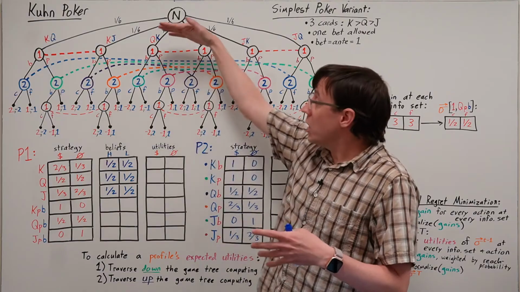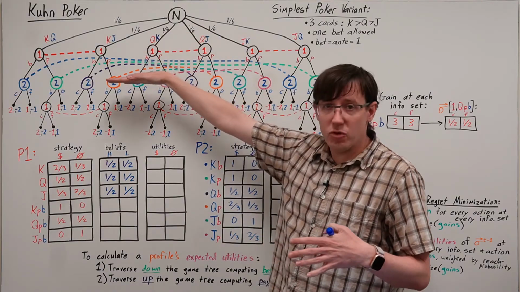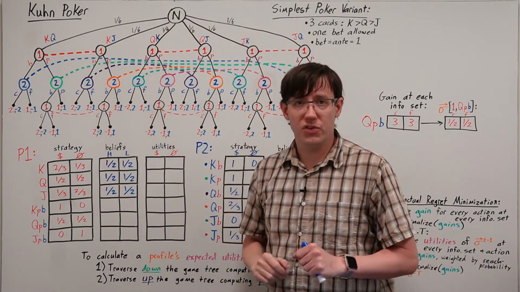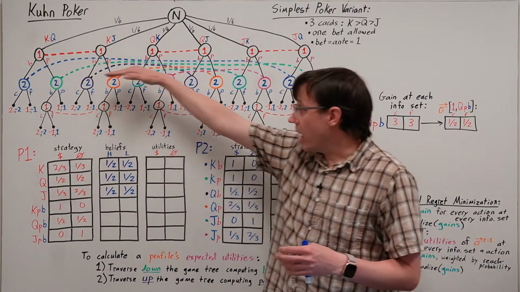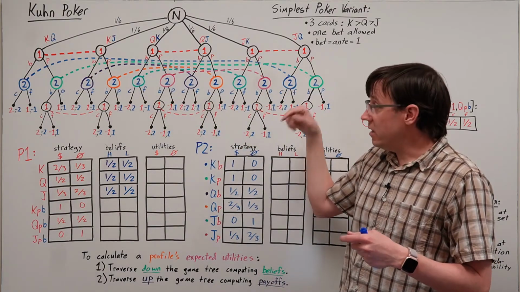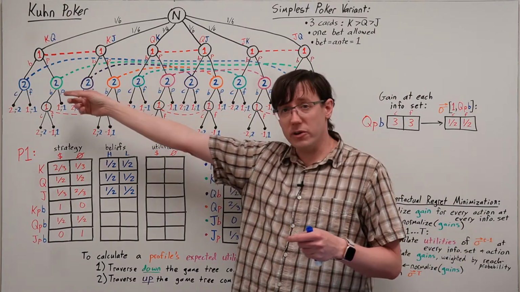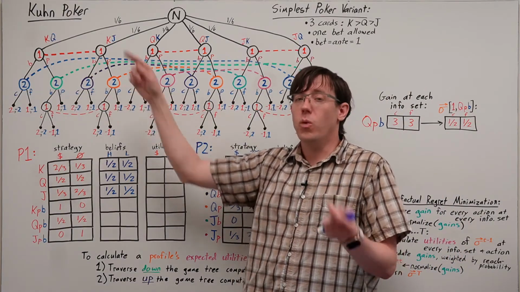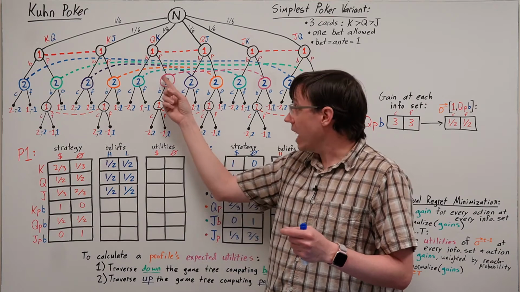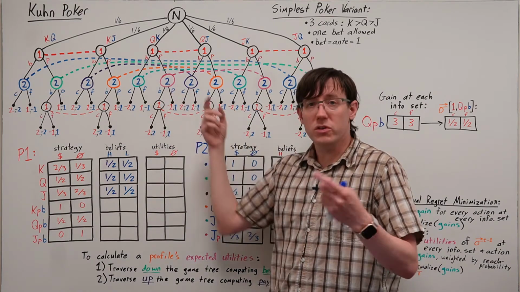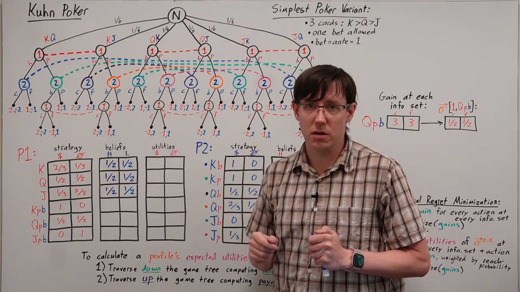And then we need to continue walking down the game tree and updating the beliefs. Now that we've arrived at player 2's turn, we need to figure out for each of player 2's 6 different information sets, what's the probability of being at each of the 2 states in that information set.